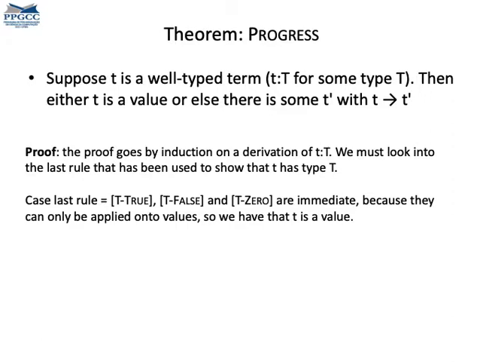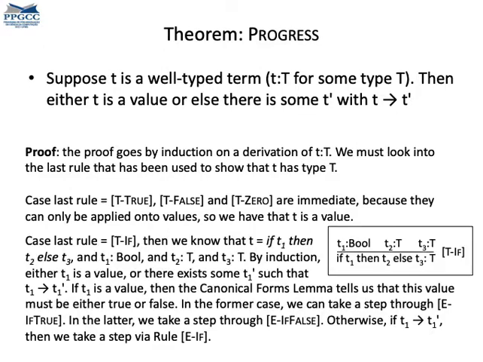So if the last rule is either T-true, T-false, or T-zero, we are done because the terms referred in these rules must be values.